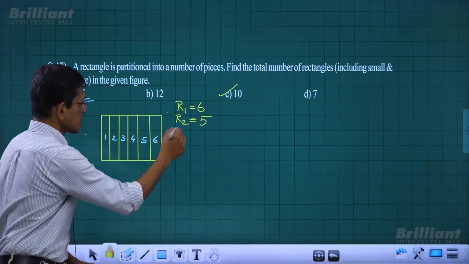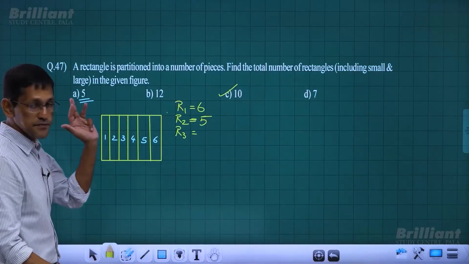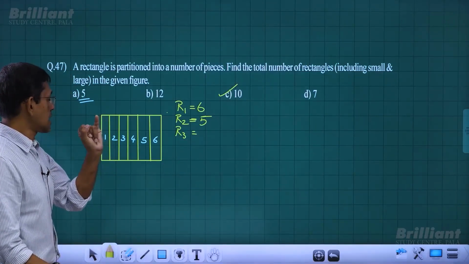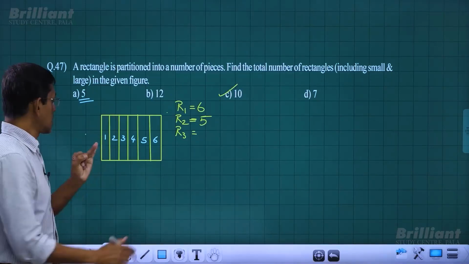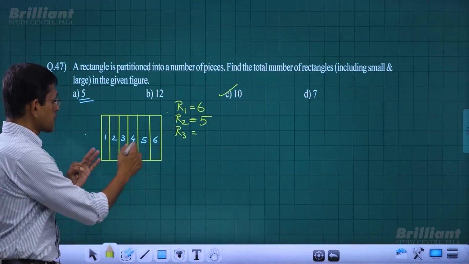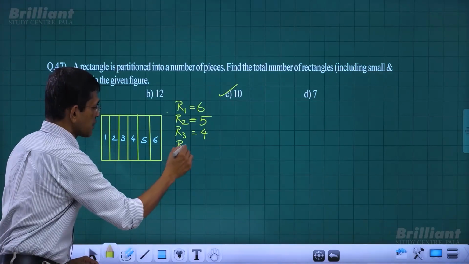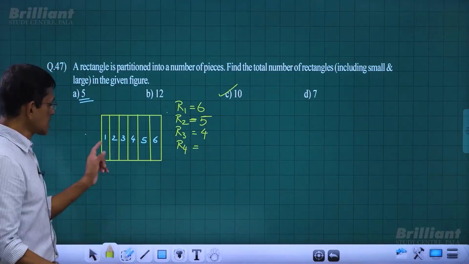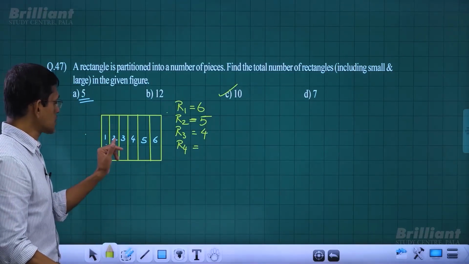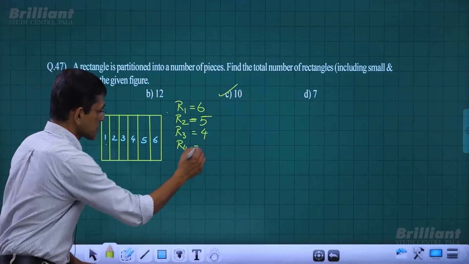Then if you take 3 pieces at a time, 1, 2 and 3. Then 2, 3, 4. Then 3, 4, 5. Then 4, 5, 6. So 4 of them. And 4 pieces together: 1, 2, 3, 4. Then 2, 3, 4, 5. Then 3, 4, 5, 6. So we have 3 of them.